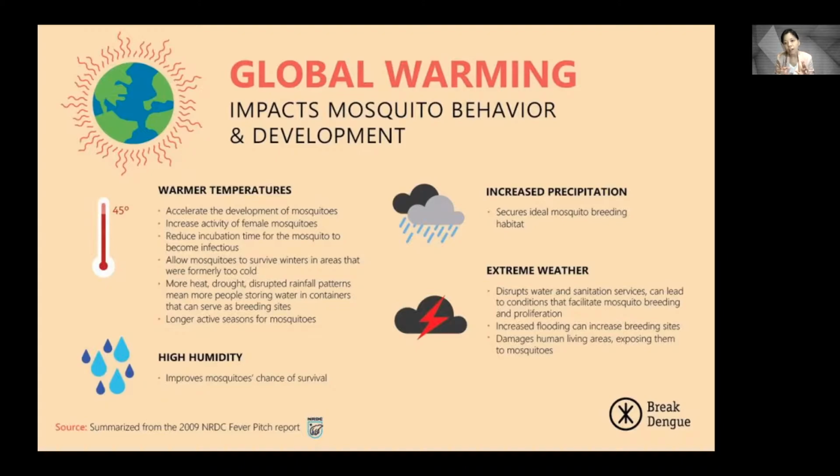Take, for example, the effect of global warming on mosquitoes. Warmer temperature usually accelerates the development of mosquitoes and reduces the incubation time for the mosquito to become infectious. With warmer temperature, this also implies that more people will be storing more water in their containers that can serve as breeding sites for the mosquito. Moreover, warmer temperature prolongs the active season for mosquitoes. And with high humidity, it also improves the chance of survival of the mosquito.